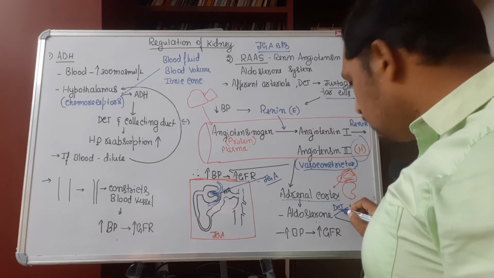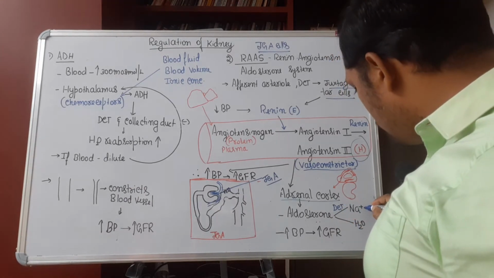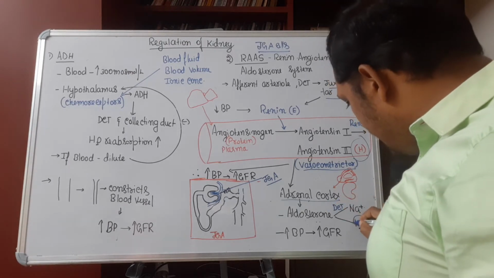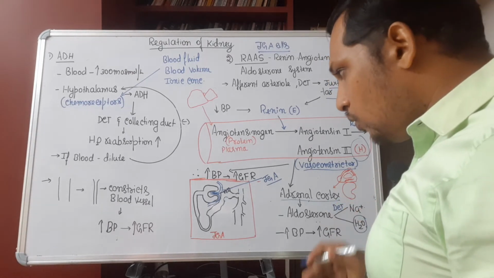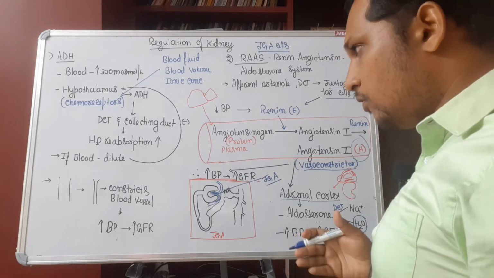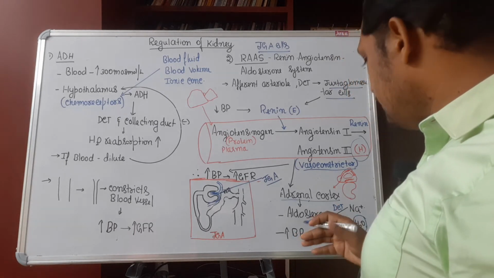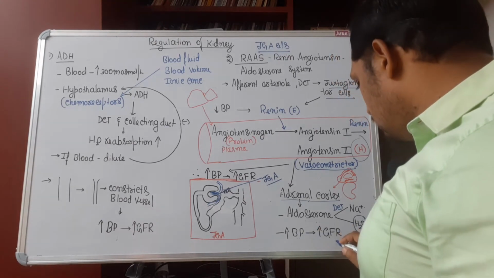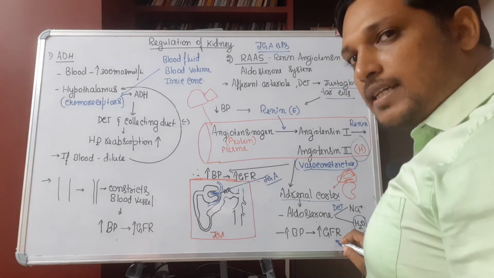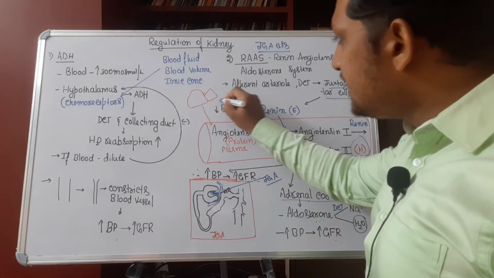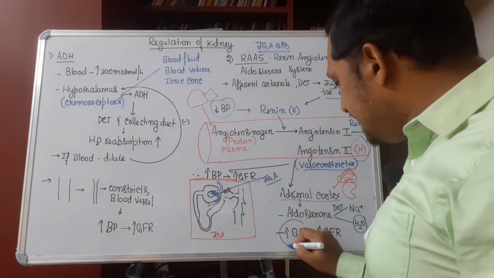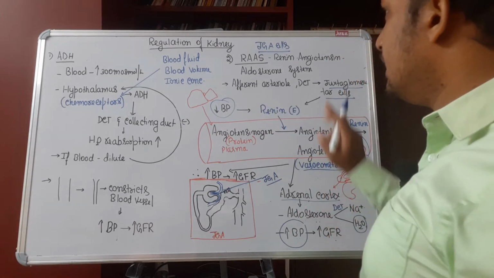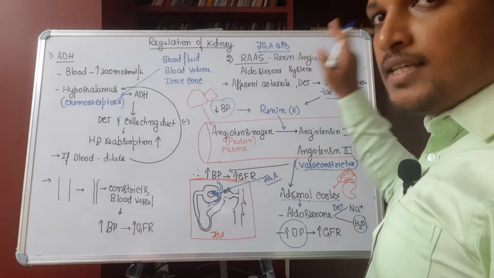Aldosterone will go to the DCT and absorb more sodium and water. When water is added, the blood volume rises. When the blood volume rises, there will be an increase in BP. When BP increases, glomerular filtration rate also increases. This is how decreased BP, or decreased GFR, will be increased with the help of juxtaglomerular cells.